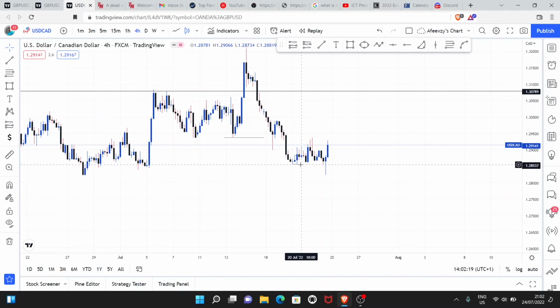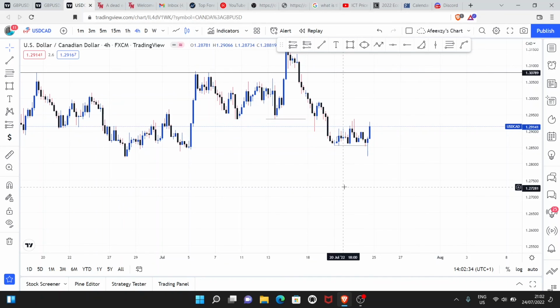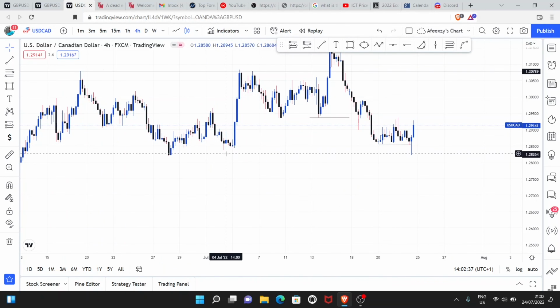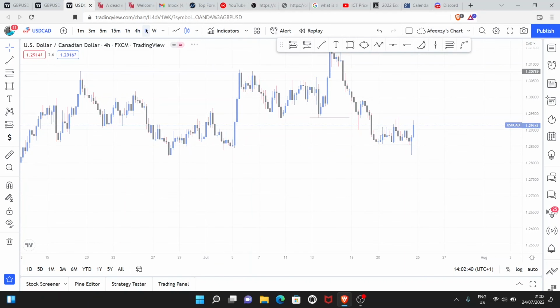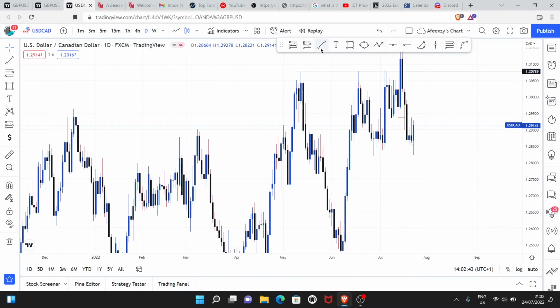So let's see what happens this week on USD CAD. I'm still bearish on USD CAD though. When I see an opportunity, I'll just hop in. A nice opportunity on USD CAD to continue the sell side. I will hop in because I really like the price action happening here for a swing trade opportunity.